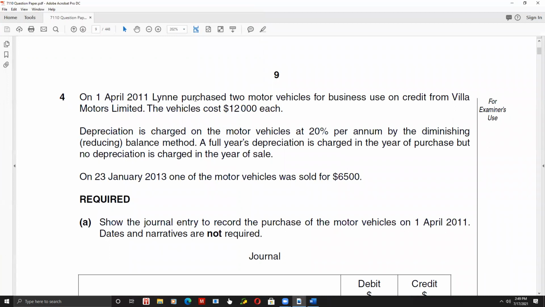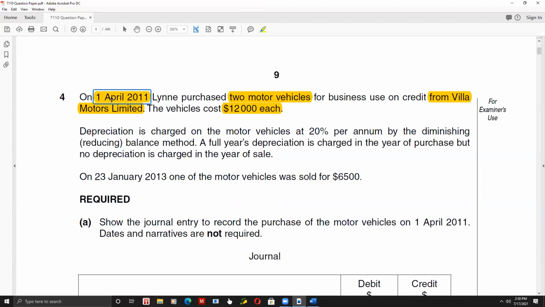Now I told you guys that with any question in accounting, the dates are really important. So 1st April 2011, that's the date. Lynn purchased 2 motor vehicles for business use on credit from Villa Motors Limited. So we purchased 2 motor vehicles from Villa Motors Limited. Okay, vehicles cost 12,000 each. So 2 vehicles, 12,000 each.